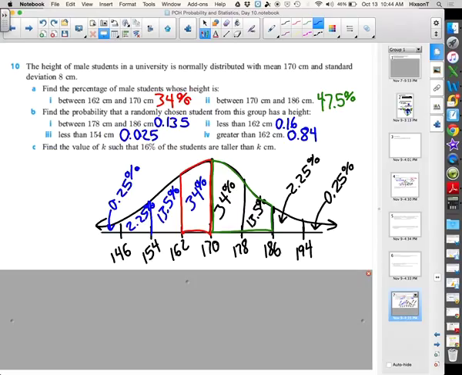All right, now for C. What is the value of some number k, and we're talking about a height. What's the height such that 16% of the students are taller than that height? 178. Good, 178. 16% is above. It's from here to the right, okay? So that value is 178 centimeters, okay?